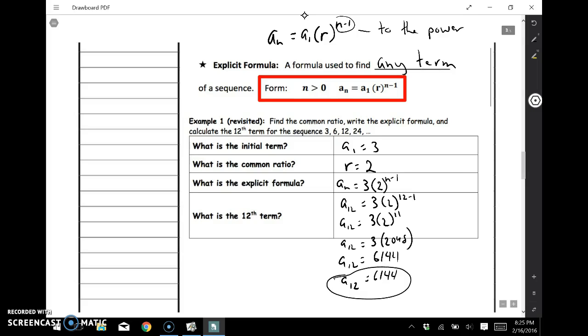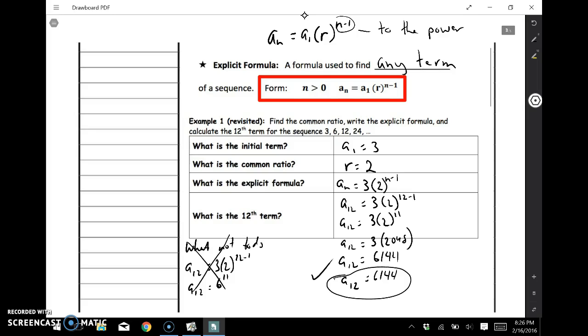Now, I'm going to go off here to the side where it says what not to do. Try not to go a sub 12 is equal to 3 times 2 to the 12 minus 1, and then do something like a sub 12 is equal to 6 to the 11th power, because you're multiplying 3 times 2 and then doing the exponents. That wouldn't work. Order of operations wouldn't work because 6 to the 11th power is going to be a really large number. So that does not work. This one is the way to go. That's actually how you would evaluate the explicit form.